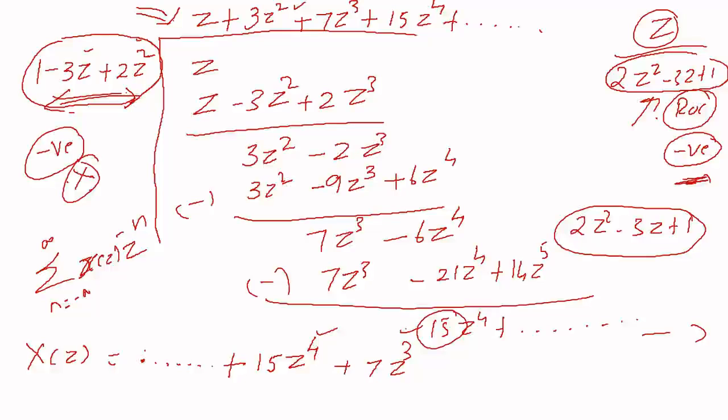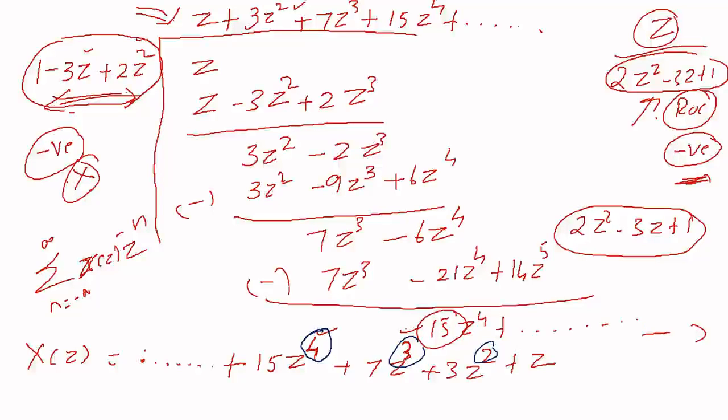7z cube plus 3z square plus z. Write this in order; if you don't write it, you will be in trouble. For this 3, I hope you see this. Write in this order. Okay, like this is z.